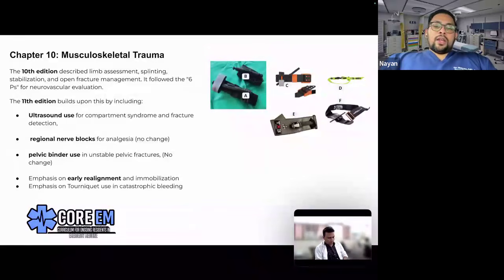So this new table gives us an easy approach to remembering all the formulas of different types of burns in adults and pediatrics. In chapter 10, musculoskeletal trauma, the 10th edition described limb assessment, splinting, stabilization, open fracture management, and followed the 6 Ps for neurovascular evaluation.